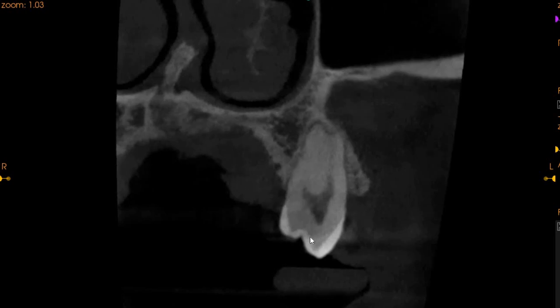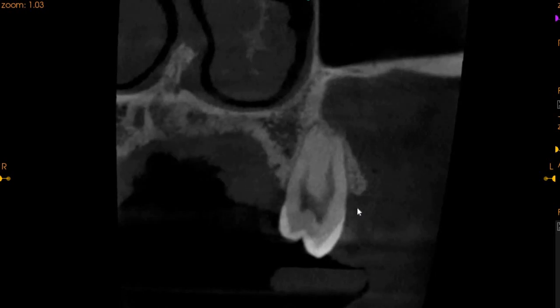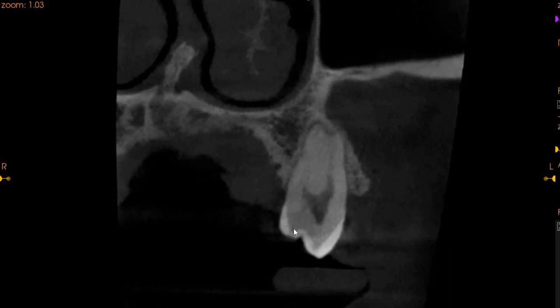But we do, however, see a crack extending from here. This needs clinical correlation for symptoms such as bite test and sensitivity. But other than this particular crack, we don't see a vertical root fracture, so no VRF can be seen.